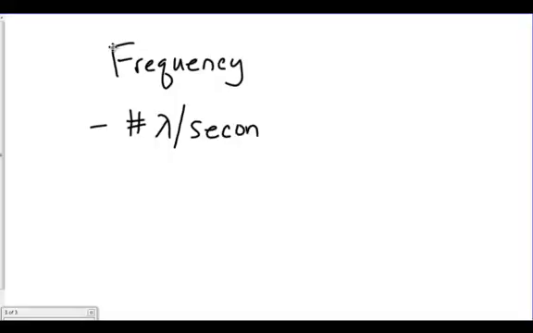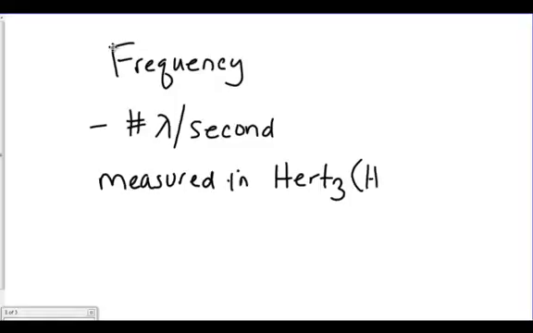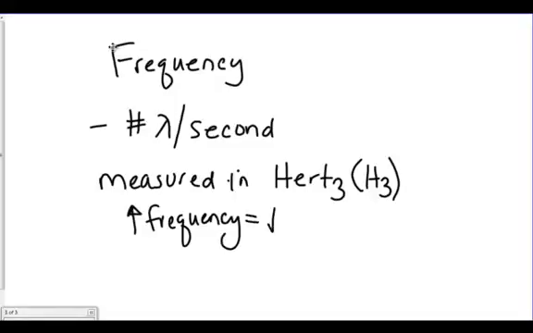So the next thing we can talk about are wave frequencies. Frequency is the number of waves that pass a given point per second. So the number of wavelengths per second, that is a frequency, and it is measured in hertz, named after the gentleman that discovered that. Hertz can be abbreviated Hz. So our frequency is the number of waves per second, and it is measured in hertz. As my frequency goes up, my wavelength is actually going to go down, the distance between crest to crest or trough to trough.